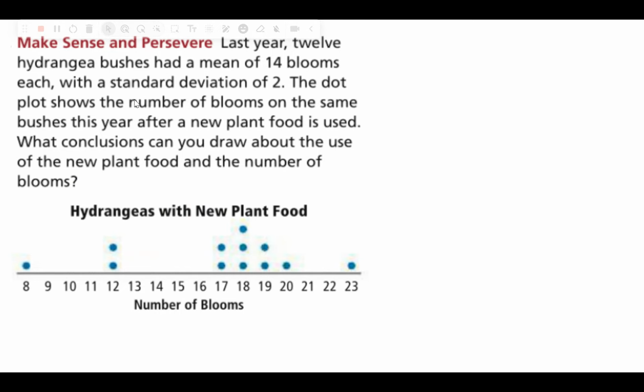Last year, 12 hydrangea bushes had a mean of 14 blooms each with a standard deviation of 2. The dot plot shows the number of blooms on the same bushes this year after a new plant food is used. What conclusions can you draw about the use of the new plant food and the number of blooms?